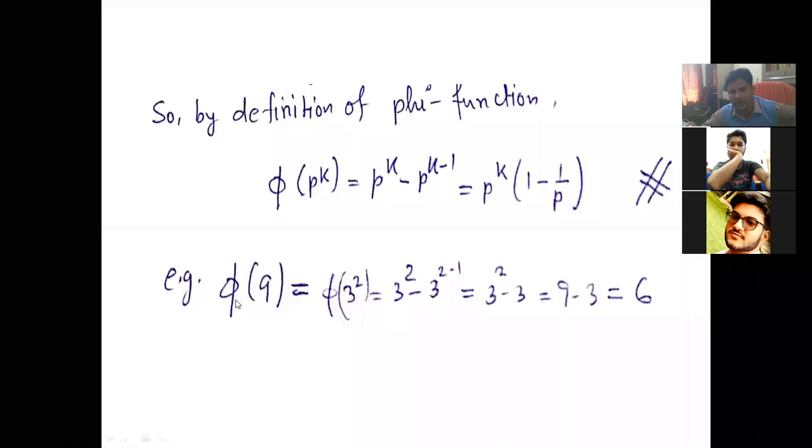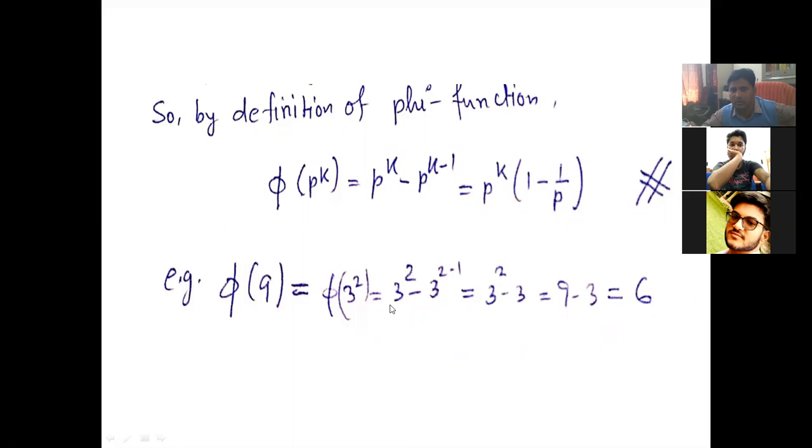As for example, you see 9, किसी p के फॉर्म में लिख दीजिए. 3 square, p square equal to 3 square minus 3 to the power 2 minus 1. जो फॉर्मूला है, k यहाँ 2 है, तो p to the power k minus p to the power k minus 1. 3 square minus 3 equal to 9 minus 3 equal to 6. इसका मतलब 9 के जो है नंबर ऑफ नंबर्स रिलेटिवली प्राइम टू 9, टोटल नंबर है 6.